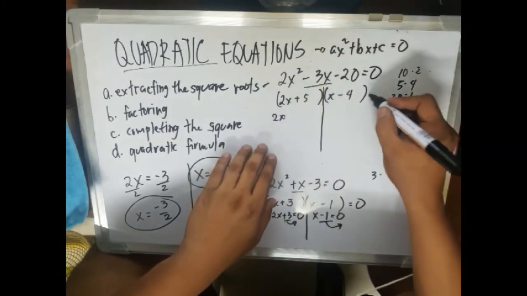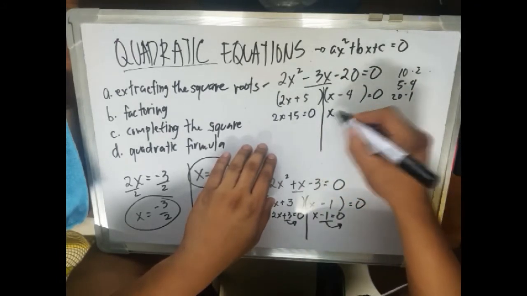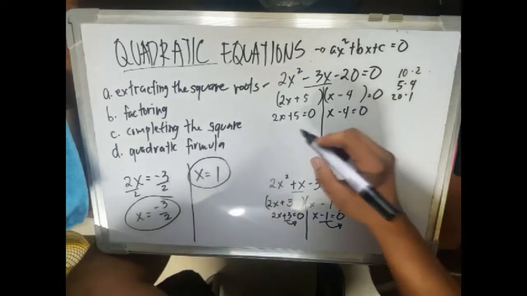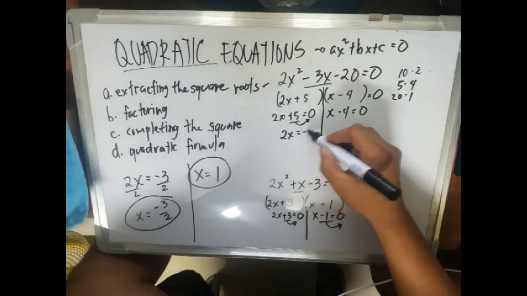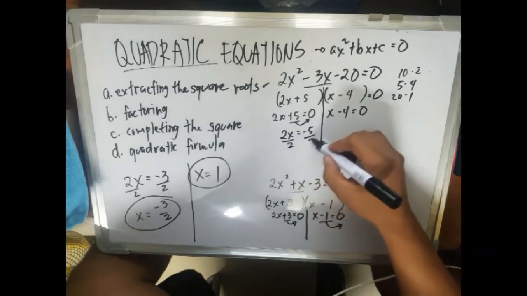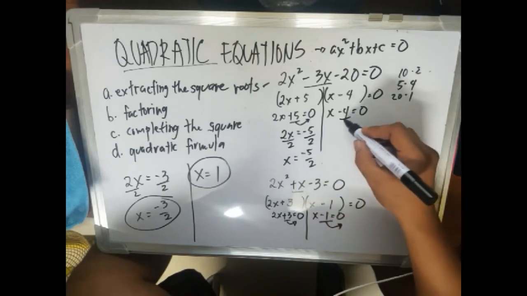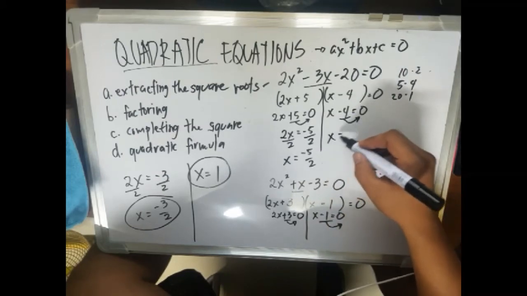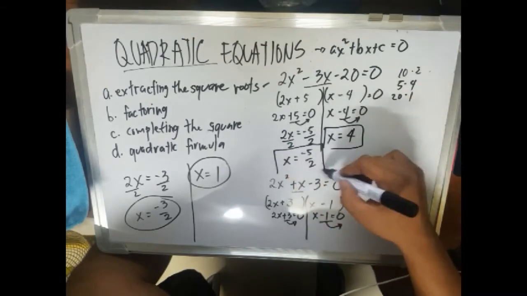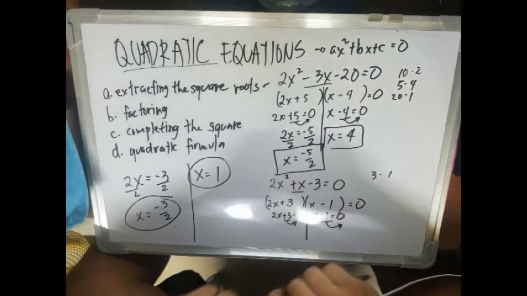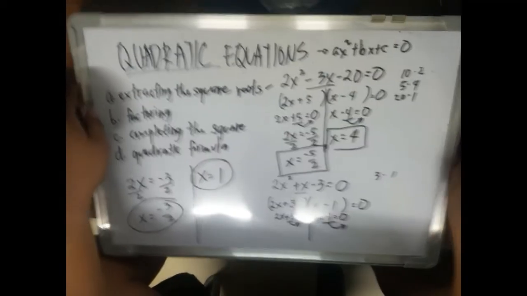Equate natin sa 0. 2x plus 5 equal to 0. X minus 4 equal to 0. Nilipat si positive 5 on the other side, so 2x equals negative 5. Divide sa 2, x is equal to negative 5 over 2. On the other factor naman, nilipat si negative 4, so this will become x equal to 4. Dalawa pa rin yung sagot natin. Okay? That's how factoring works. Okay?